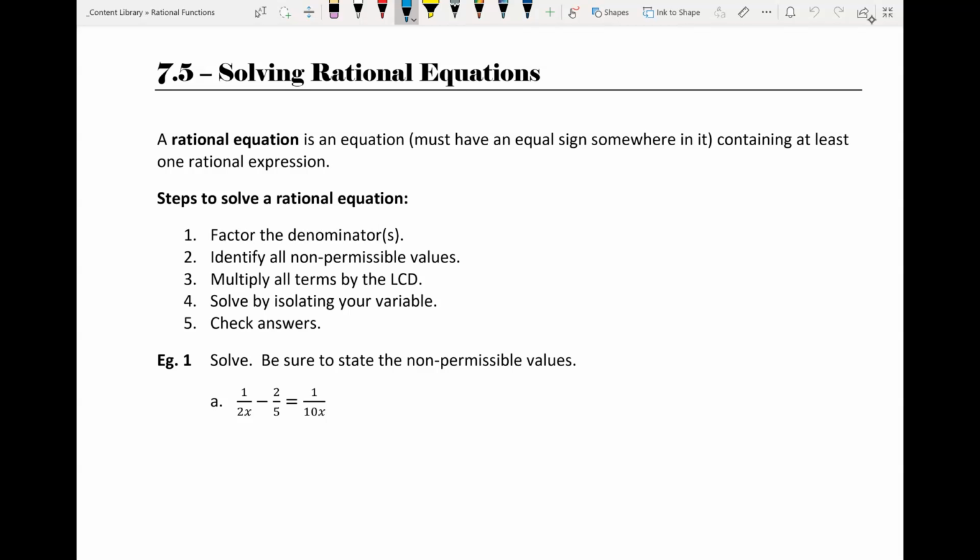This is our final lesson for our rationals unit, and we are going to focus on solving rational equations. So a rational equation is an equation containing at least one rational expression. Here are the steps to solve a rational equation.